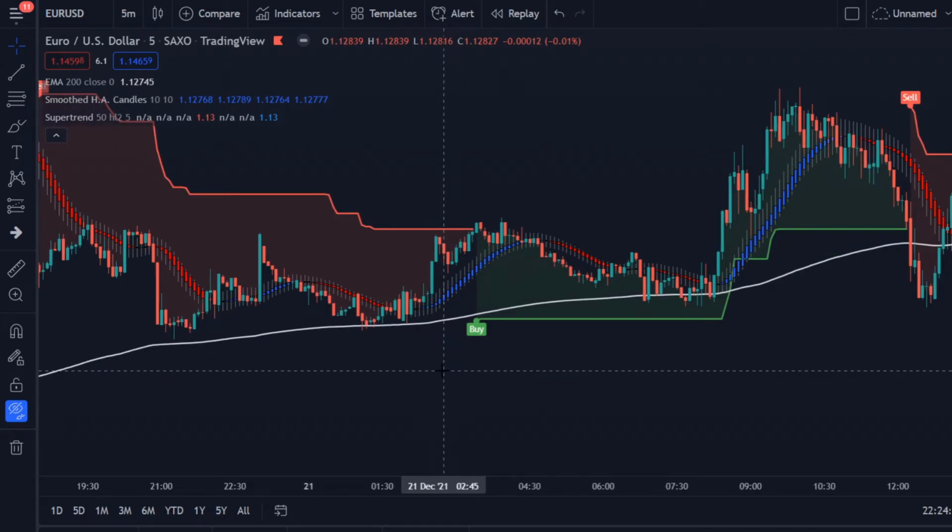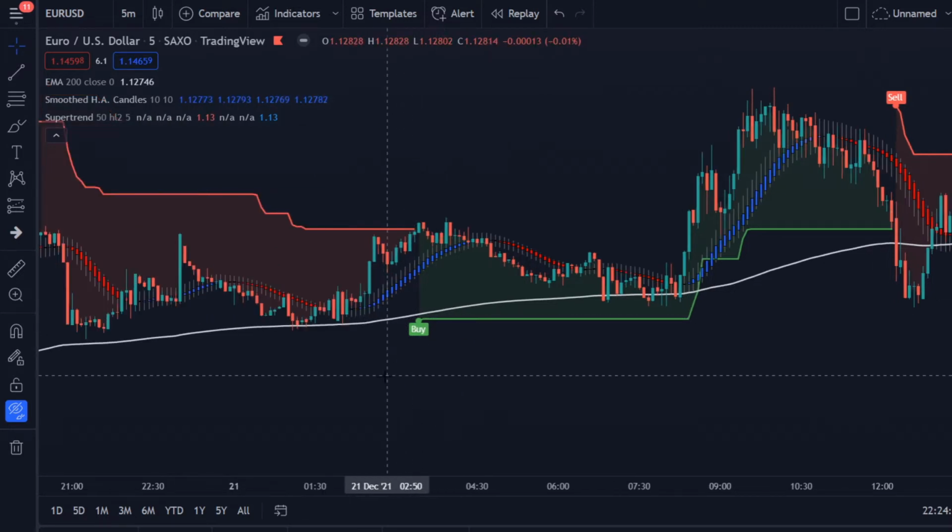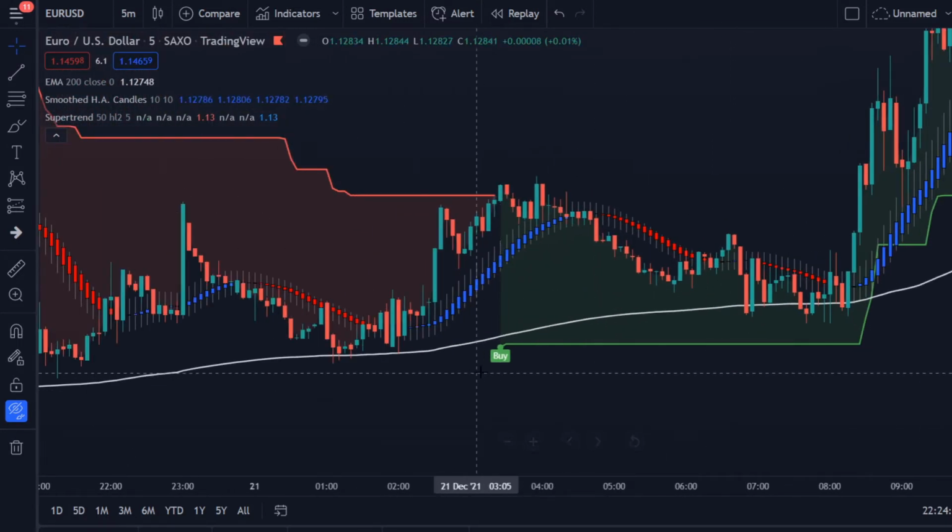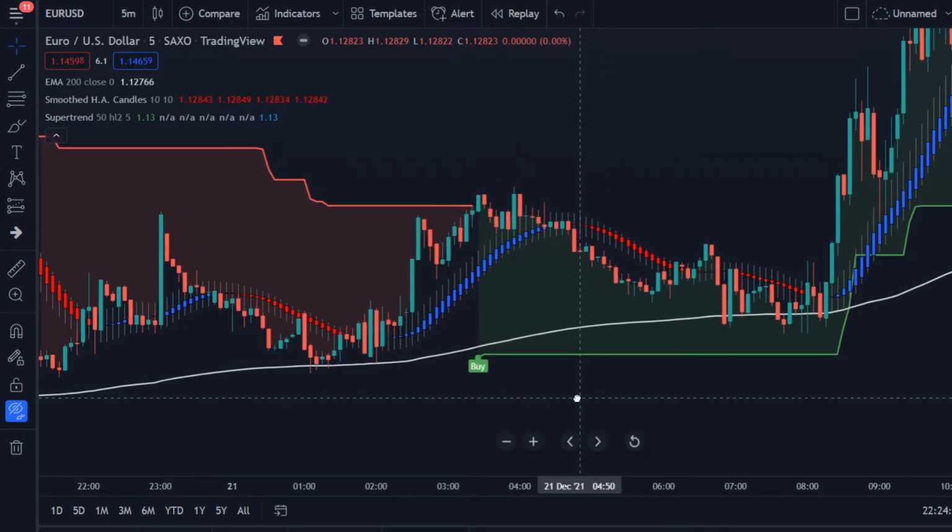Let me show you a nice buy example. Over here we see that the price is above the 200 exponential moving average, so we're only looking for buy opportunities right now. Then we also need the smoothed Heikin Ashi candles to be blue, right? That means bullish, so it means that the price needs to go up. And then last but not least, we're waiting on the super trend indicator that shows us a buy signal over here, as you can see. And then we place our stop loss on top of the buy signal of the super trend.